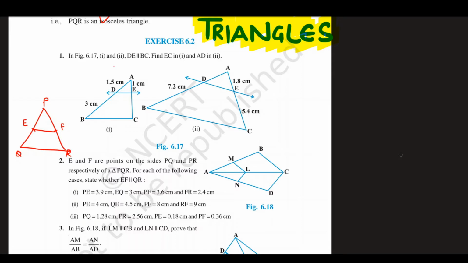In this video tutorial, we will be doing exercise 6.2 of NCERT chapter Triangles. So let's start. The first question says that if DE is parallel to BC, then we have to find EC. So the rule is if DE is parallel to BC, this implies AD upon DB is equal to AE upon EC. Just put the values and get the answer. Same is the case with this one also. Just apply this formula.